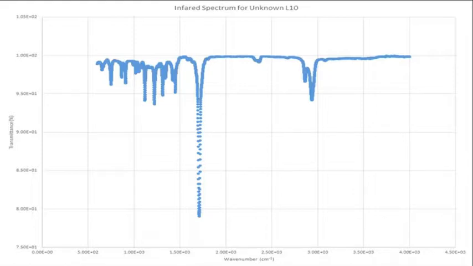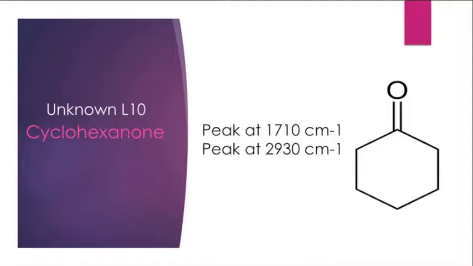There was an absence of a peak at 1380 inverse centimeters in the fingerprint region, which showed there were no methyl groups. This indicated the structure was a cyclic alkane. From these peaks, it is concluded that unknown liquid 10 is cyclohexanone.